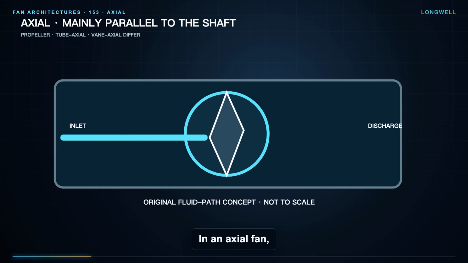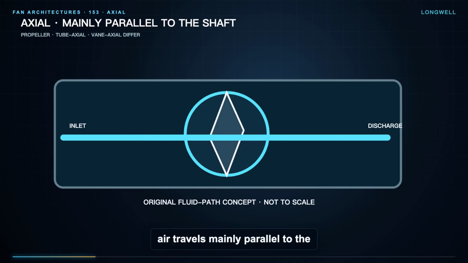In an axial fan, air travels mainly parallel to the shaft. This architecture can package high flow in a straight path, but pressure capability, efficiency, stable range, and sound vary widely among propeller, tube axial, and vane axial designs.